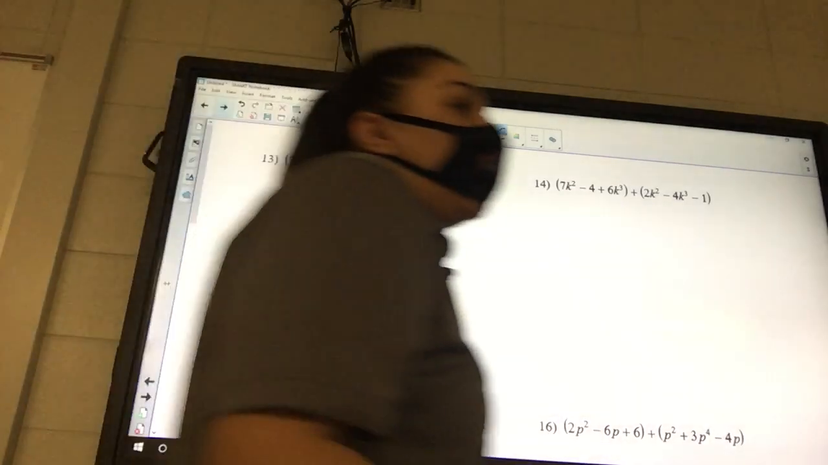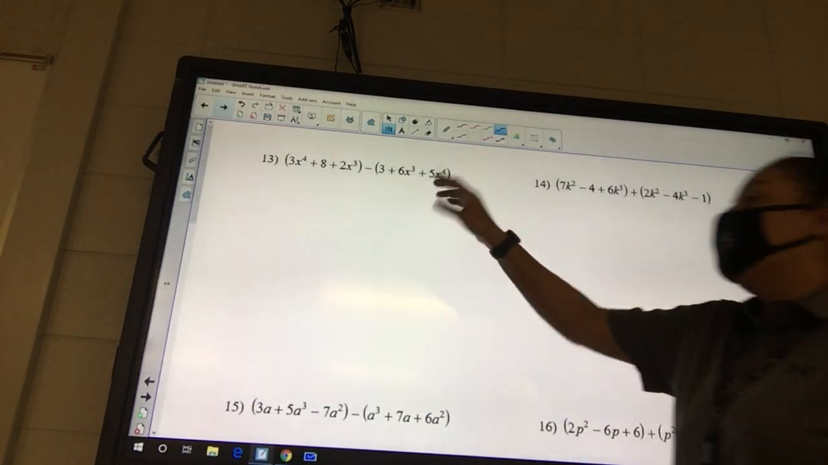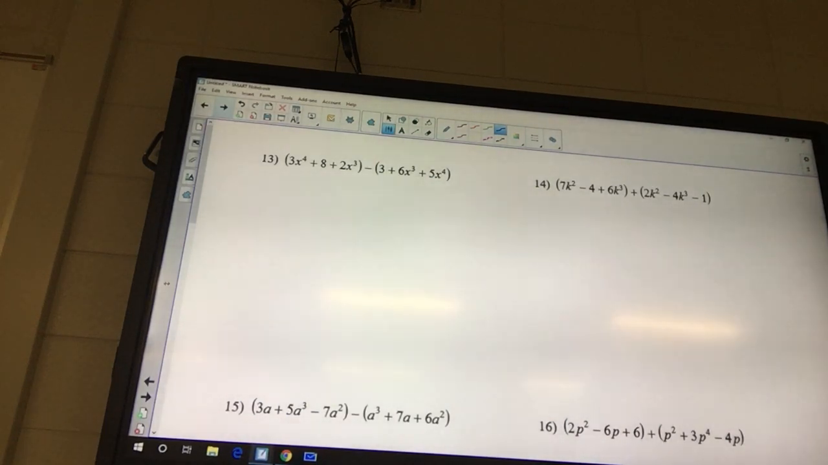Is this addition or subtraction? Subtraction. And what do you need to do with the subtraction? Change that sign. Okay, which sign, Sam? Let's be more specific. The middle one, okay? So really it's distributing that 1 all the way through, okay?